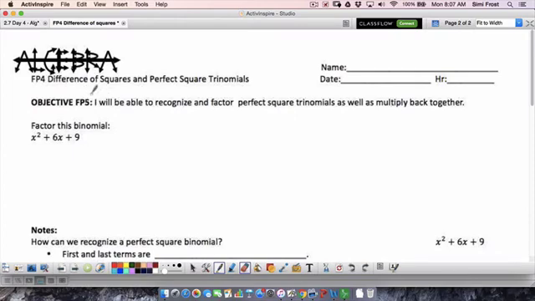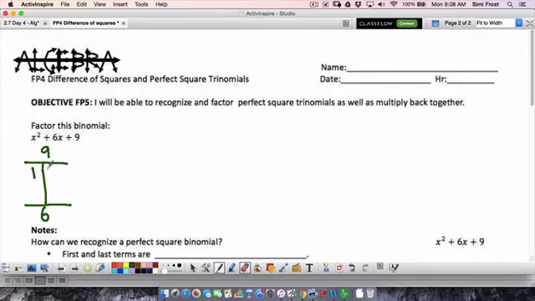Okay, objective 5 for factoring polynomials. I will be able to recognize and factor perfect square trinomials as well as multiply them back together. All right, so here we go. We have a trinomial. So let's just use the I-bar method and factor this out. So 1 times 9 is 9, and I get 6 on the bottom here. And now go ahead and try to factor this. Pause the video and then rejoin me when you're ready.